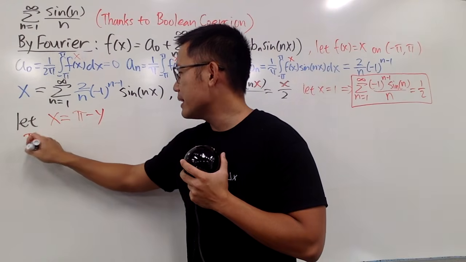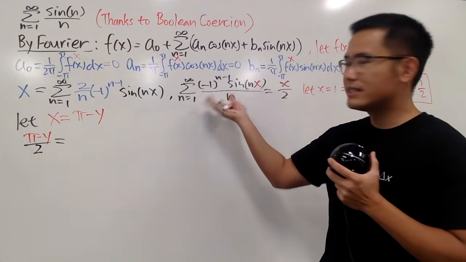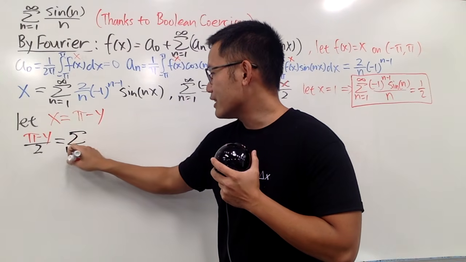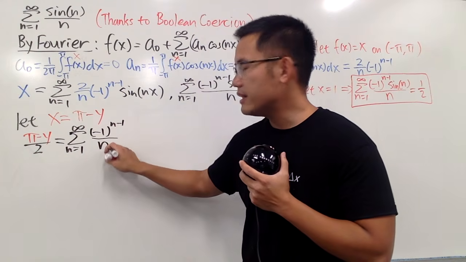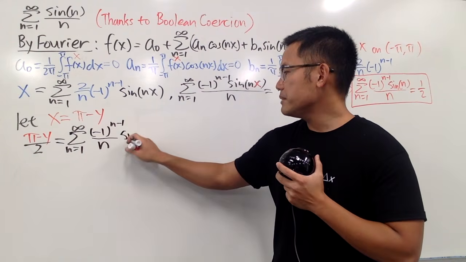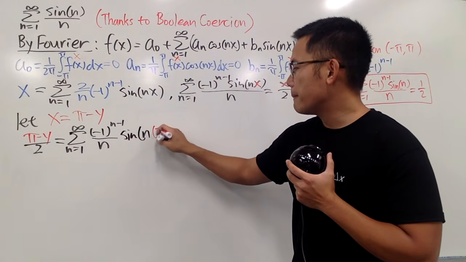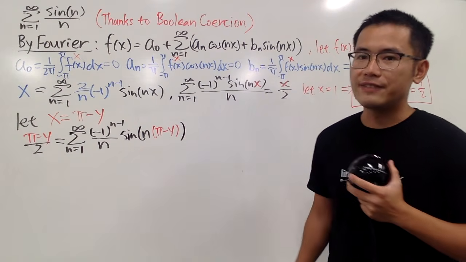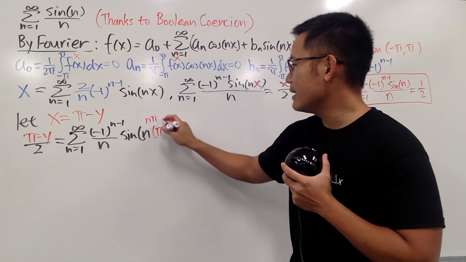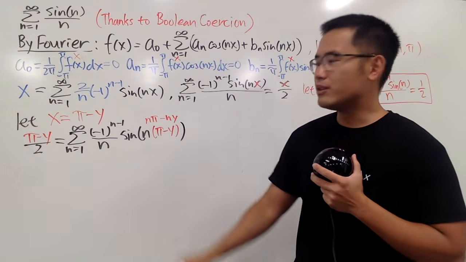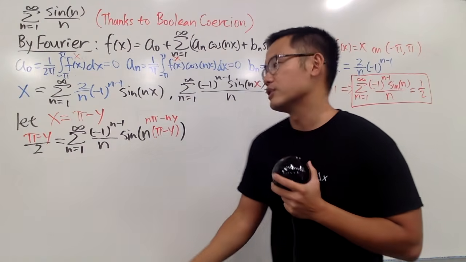And we get pi minus y over 2. And this is equal to, of course, this side, which is just the sum as n goes from 1 to infinity, and we have negative 1 to the n minus 1's power over n, and we have this, namely sine of nx. And the x is this now, so I'll just put down pi minus y right here, and that's very nice. Even better, of course, we can distribute this, and we just get n pi minus ny. And don't forget, we have sine of this minus that. Of course, we have the angle subtraction formula, so let's use that.